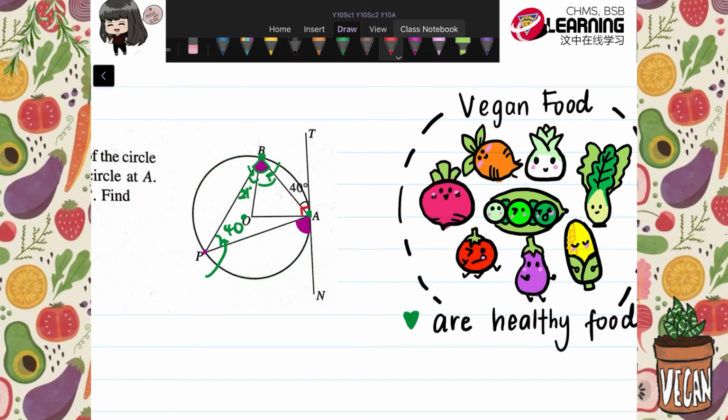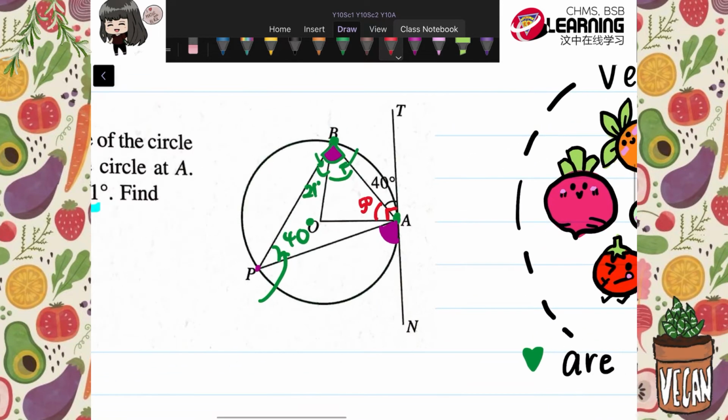Here is the 90 degree because this is radius, this is tangent, so this is 90 degree. So this angle here is 50. Okay, so if that angle is 50 degree, so this angle is also 50 degree, because this one is radius, this one is also radius. Basically, this triangle is an isosceles triangle.